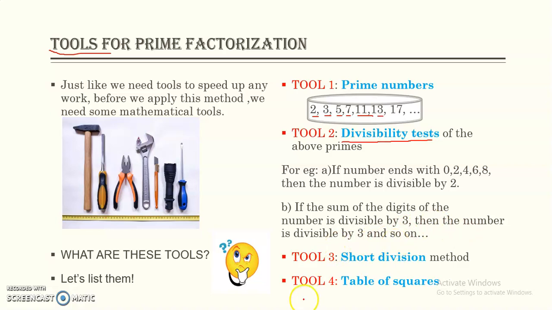Tool 3. Short division method. Short division? Yes, we shall learn the method as we do these sums. The tool 4. That is the table of squares. This has been explained in the earlier videos, where 1 into 1 is 1 square, that is 1. Similarly, 2 into 2 is 2 square or 4, so 4, and 3 into 3 is 9, so 1, 4, 9 are the square numbers. So that was known as the table of squares, which if memorized would be of great help.